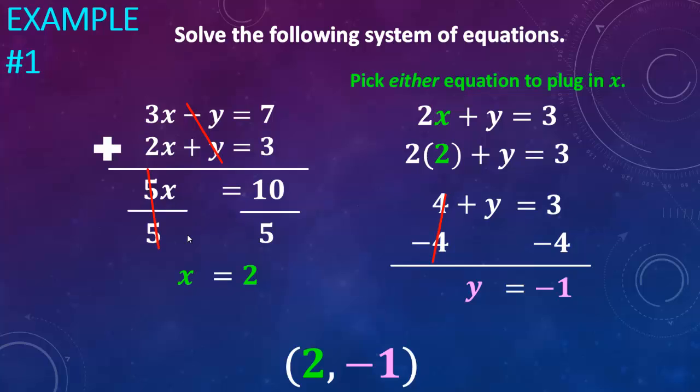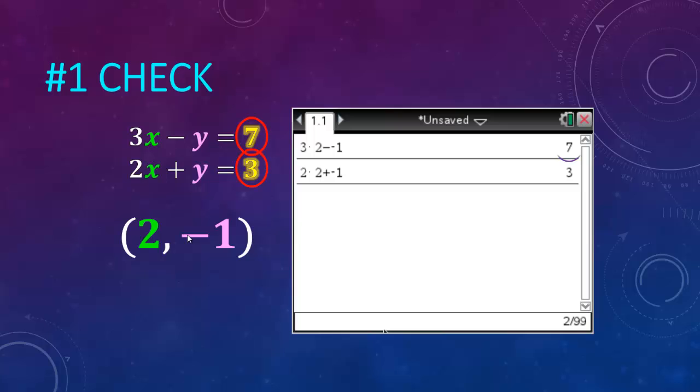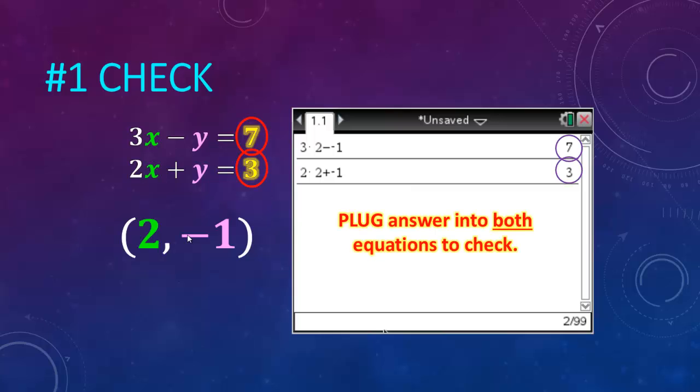X is always first. And then you're going to want to check it. So basically, you want to plug those numbers in. So like I showed you on this calculator screen here, 3 times 2 minus -1. Now what's important is this is minus and this is -1. So it's a minus -1, which is actually a +1.